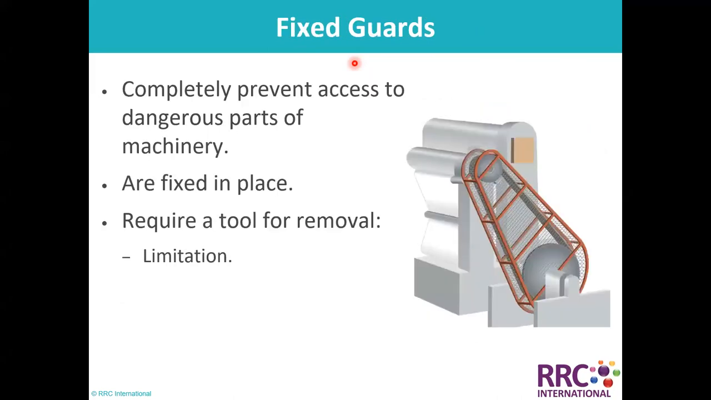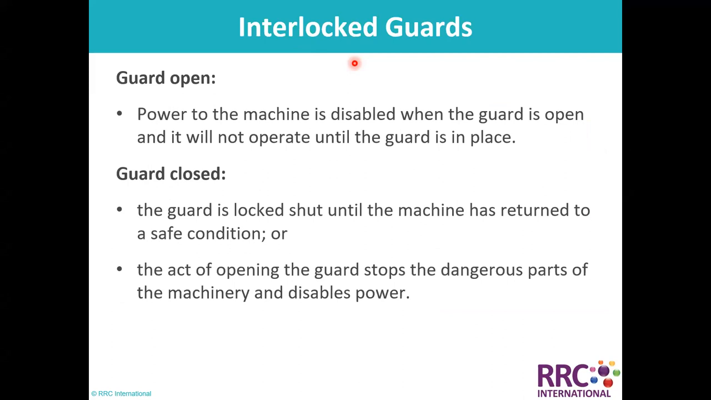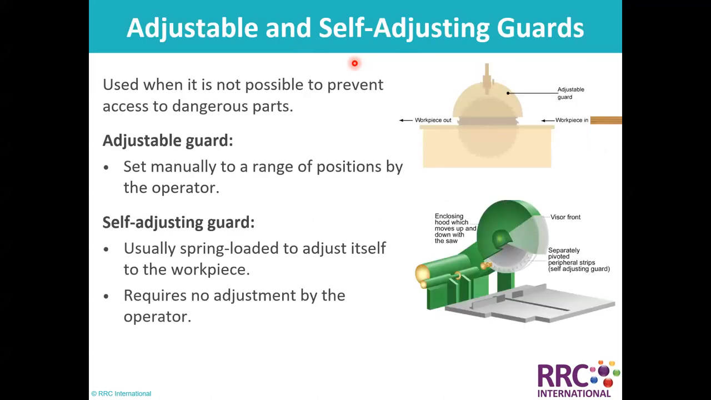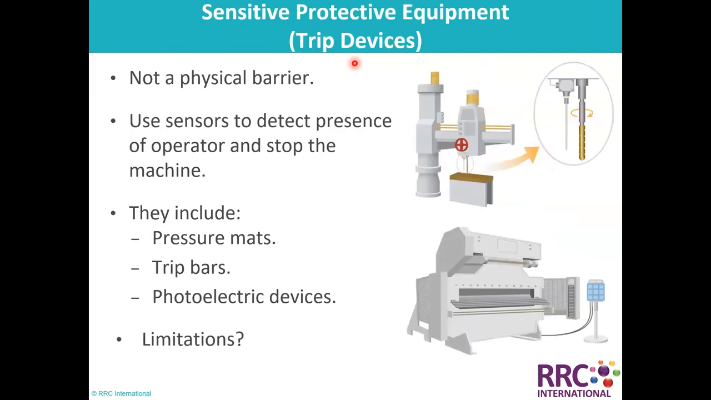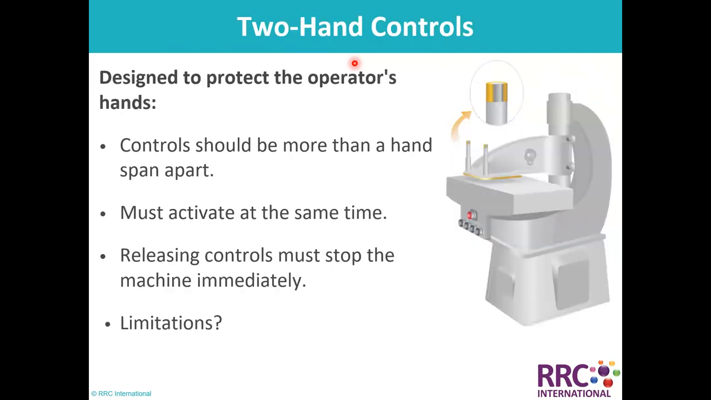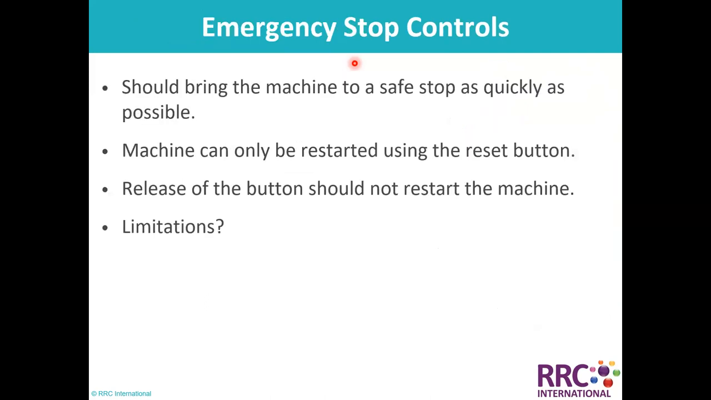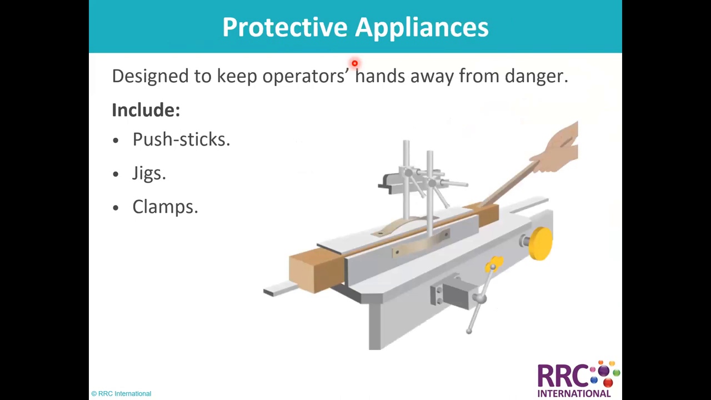Okay. Great. What we have discussed: fixed guards are just like the guards around your pedestal fan. Interlock guards are the guards of your microwave oven. Self-adjusting or adjustable guards are those you can see on a table mounted saw or circular saw. Then sensors are there, which we call trip devices. Two hand controls are there. After that, we have emergency stop controls and protective appliances. This is what we discussed now.